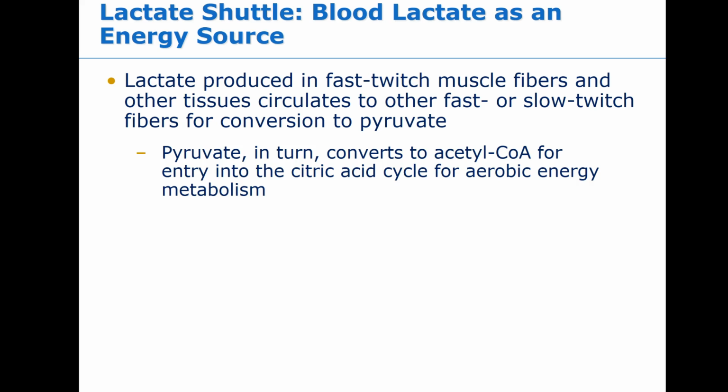So this lactate that's produced in the fast-twitch muscle fibers and other tissues actually circulates to aid in the conversion of pyruvate. And when this occurs, pyruvate then converts to acetyl-CoA for entry into the citric acid cycle for aerobic energy metabolism. Again, do not make the mistake of considering lactate as lactic acid. It's actually something that's very useful.